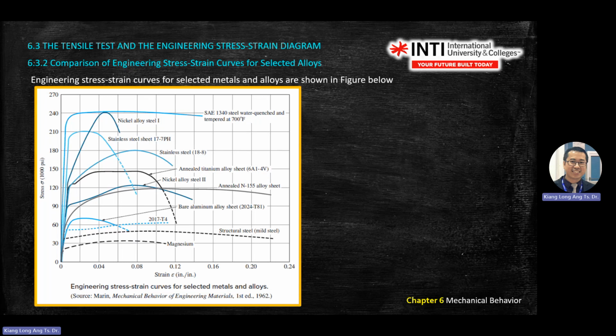Okay. Then nickel alloy steel one also failed earlier compared to SAE 1340. It failed earlier because the point stopped here. SAE 1340 is still able to sustain longer elongation before it snaps or fails compared to nickel.